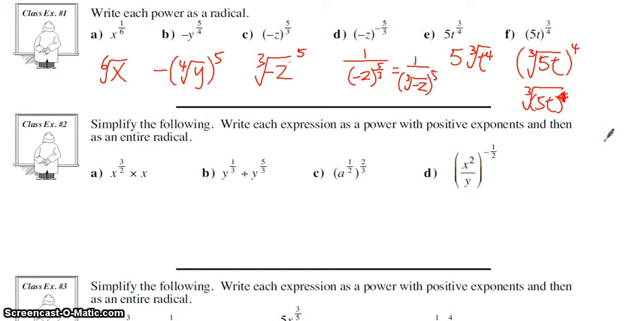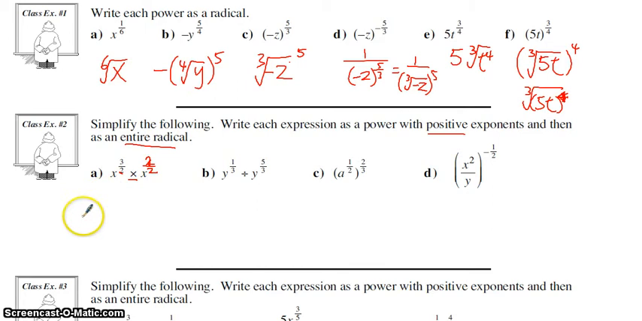For example number 2, simplify the following and write each expression as a power with a positive exponent, and then write them as an entire radical. So let's write them as exponents first. When you multiply them, you add the exponents. You don't see one, which means it's a 1. So 3 over 2 plus 1. Well, how do you add exponents? You need a common denominator. So I'll make this 2 over 2, because 1 is the same as 2 over 2. Why did I make a 2? Because you have a 2 here.